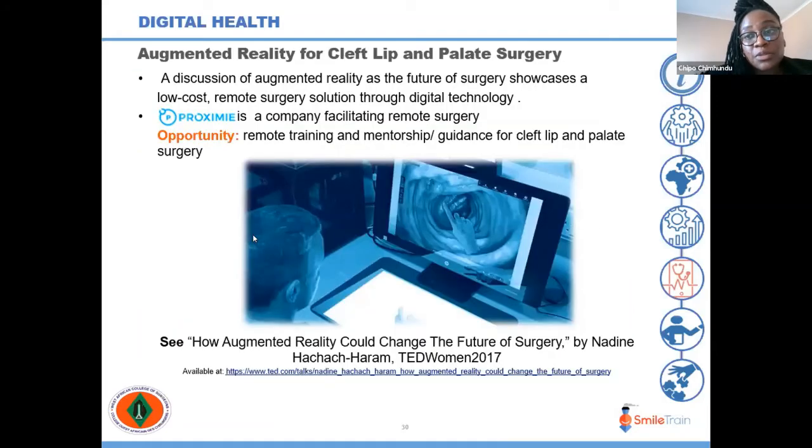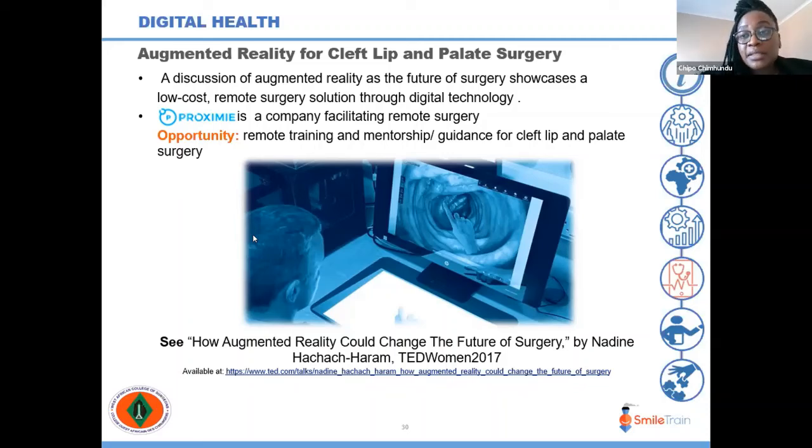What we've seen that could potentially be a solution is an augmented reality solution that's been made available by a company called Proximi that facilitates remote surgery. If one experienced clinician is perhaps in the United States or Europe or India or wherever, they could guide someone that is here in Zimbabwe or Nigeria on how to carry out their performance, right from the landmarking to the actual intervention. This could also be a potential solution for our training, for remote training.